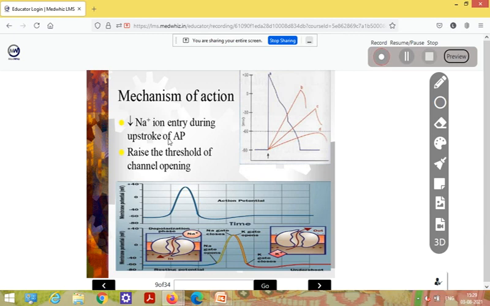Now, understanding the mechanism of action. You know there are many types of channels. You have the sodium channels, calcium channels, potassium channels, and so on. Now these local anesthetics act on the sodium channels. What is the net effect of blocking the sodium channels? You know that sodium is required for rapid depolarization.